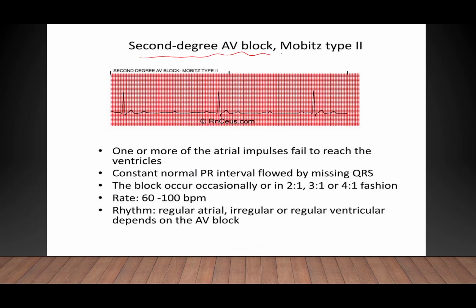Here we have second degree AV block, Mobitz type 2. One or more of the atrial impulses fail to reach the ventricle. Constant normal PR interval followed by a missing QRS complex. It means that there is a normal PR interval, but there is no QRS complex. So again, here the PR interval is normal. The rate is normal, rhythm is regular atria, irregular or regular ventricle, depending on the AV block.